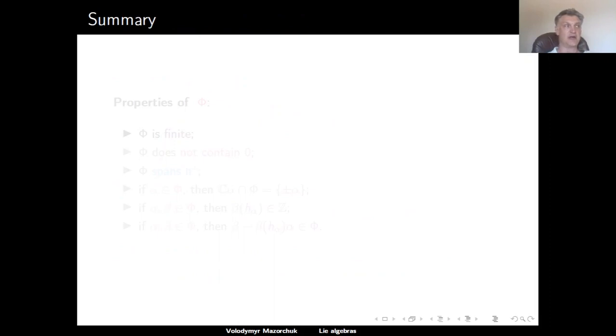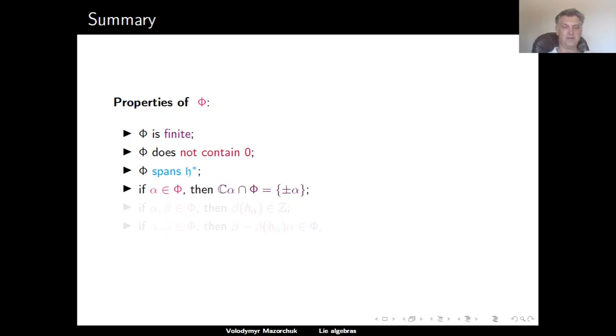Now we can summarize all properties of our set phi of all roots. First of all, we have finitely many roots. The zero functional is not a root, and we know that the set of all roots spans the dual space to the Cartan subalgebra. Moreover, if we have a root alpha, then the only roots which are scalar multiples of alpha are plus and minus alpha.